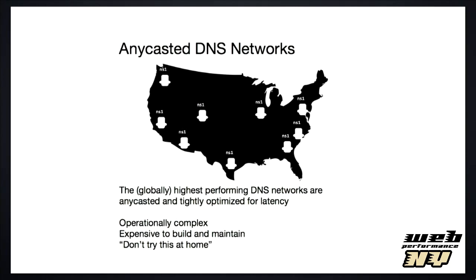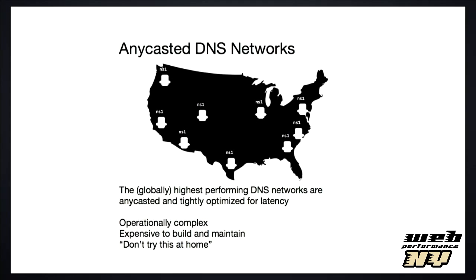So now we're getting way down into the guts of the internet, right? Anycasting is the idea that an IP address can be announced from more than one place or more than one network. So what you see here is a bunch of different servers all around the world that are all ns1.example.com, all with the same IP address. And how does that work?